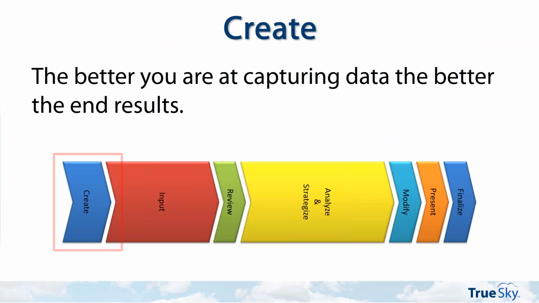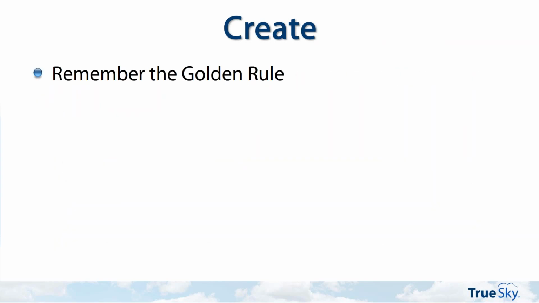So let's first talk about the create process. And really the goal here is that the better you are at capturing the data, ultimately the better your end results are going to be. So how do we help facilitate that during the creating of these templates and everything else? Well, first of all, let's remember the golden rule. So when you're thinking about creating all of your different input sheets and all your layouts and your design, this is the one golden rule that I have for budgeting and forecasting in Excel. And if you can do nothing else but take this one away, you'll be ahead of the game. And this is that golden rule.